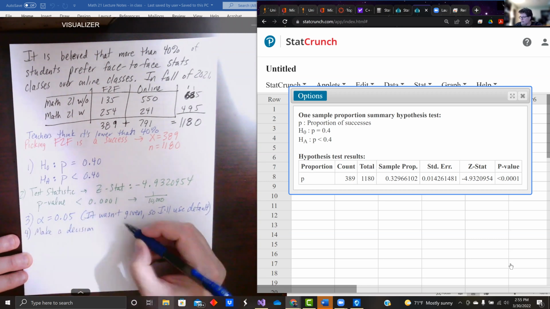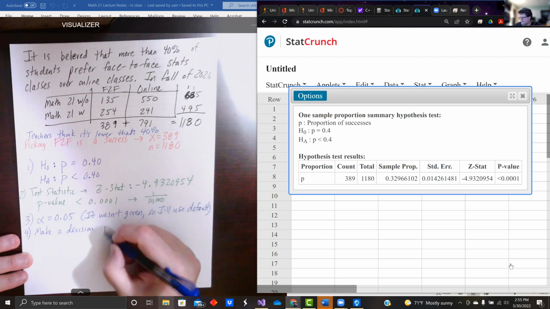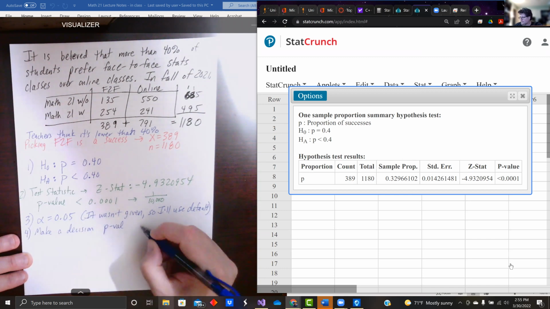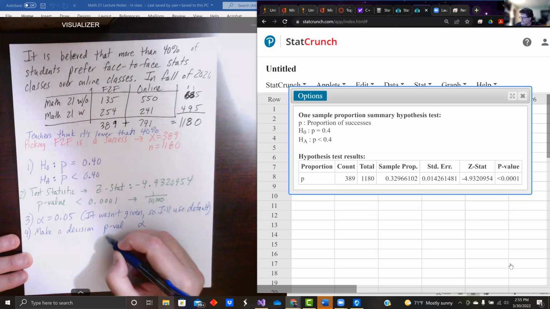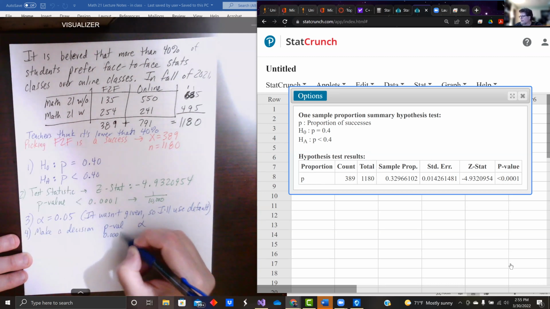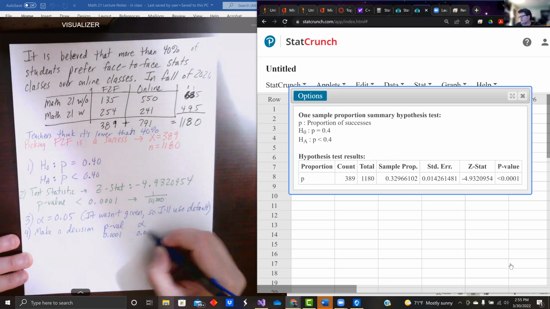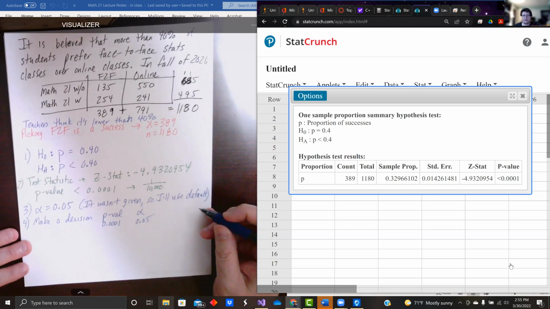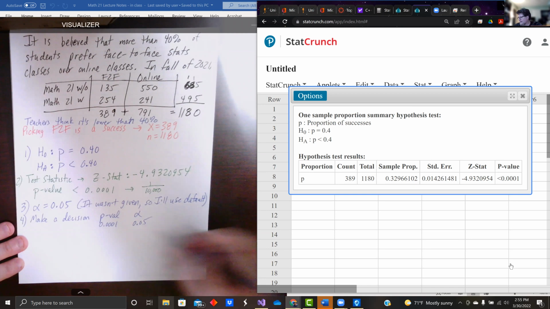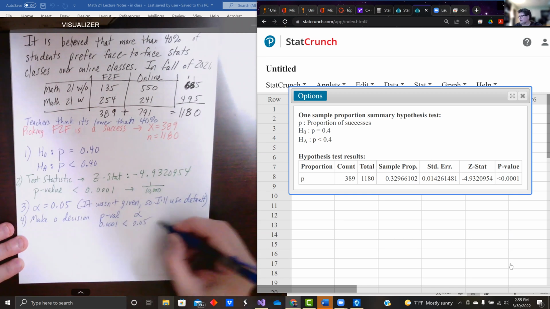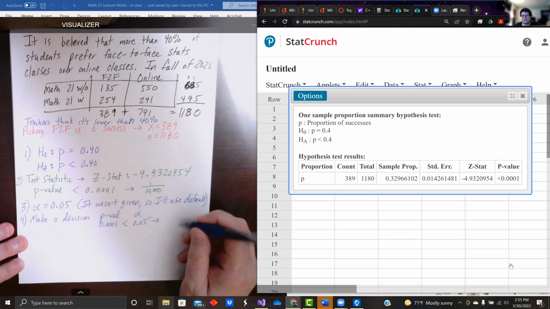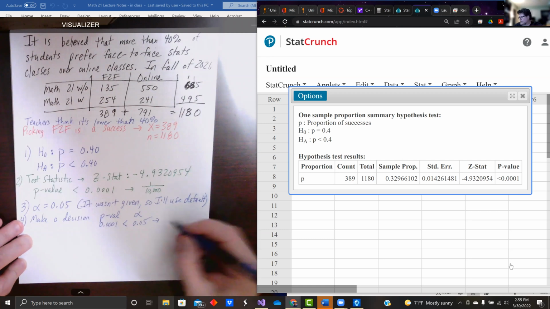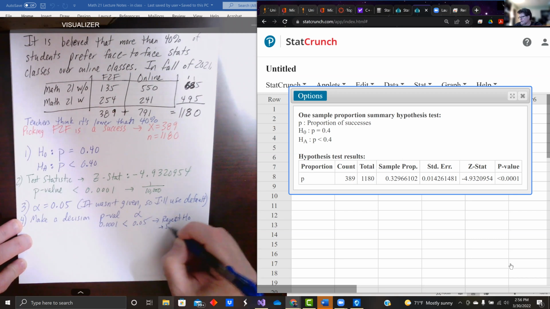So we got to compare our p-value versus alpha. P-value is 0.0001. Alpha is 0.05. P-value is less than alpha here. When the p-value is too low, the null must go. We're going to reject H0, which means we're going to support HA.